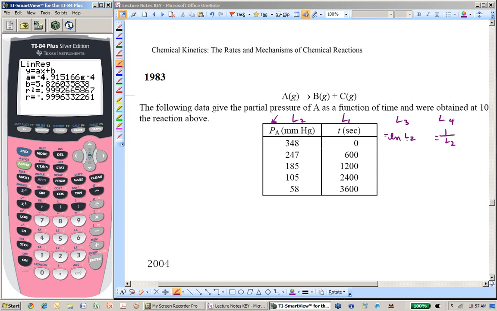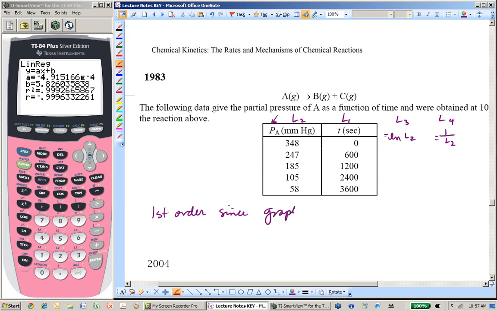We just determined L1, L3 was the best. That's the natural log function, and that means it is 0, 1, 2, first order. So first order, since the graph of Ln of PA versus time was linear. You know the K value, it's sitting on your screen. K equals 4.92 times 10 to the minus 4.